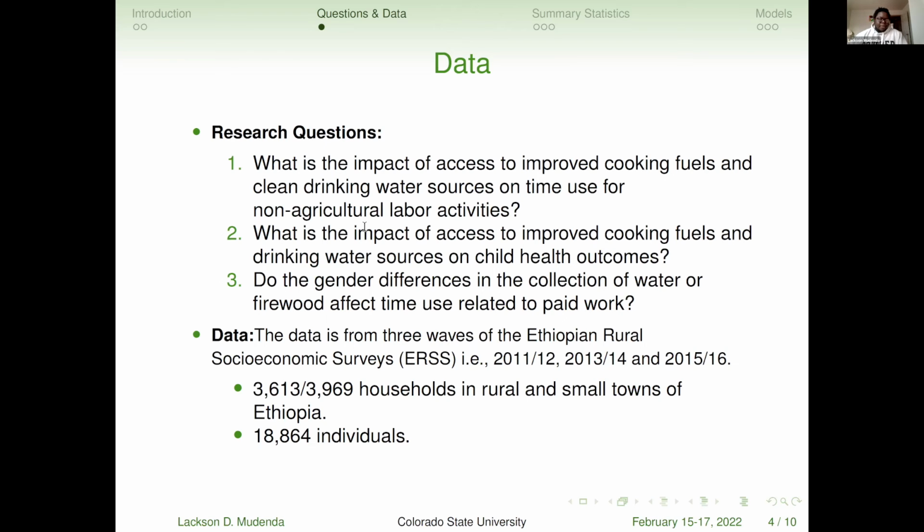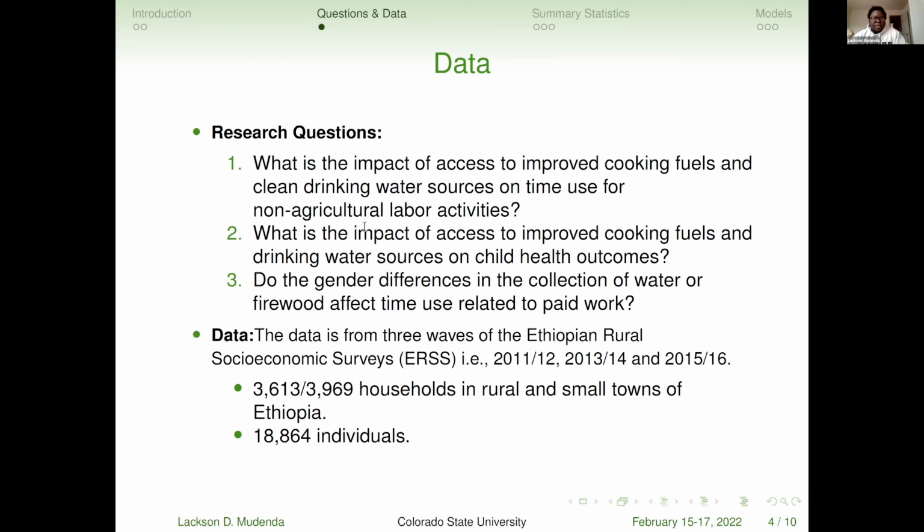The data that we're relying on comes from the Living Standard Measurement Survey that is done by the World Bank, and we're relying on 3 waves of those surveys, the 2012, 2014, and 2016 waves. And from these 3 waves, we've been able to follow 3,613 households in rural and small towns of Ethiopia.